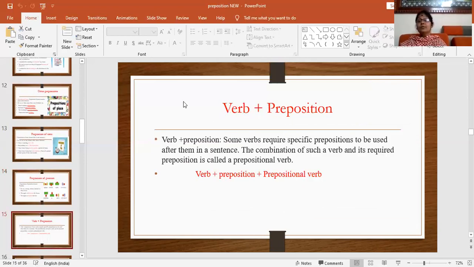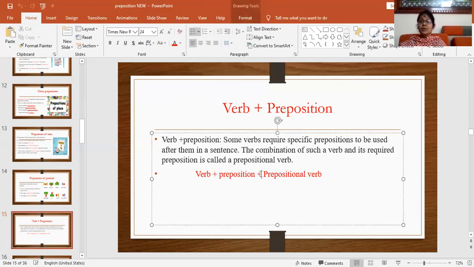Next, what we are going to learn more over here is that we also form new words by joining verb plus preposition. And when we use verb plus preposition, it is known as a prepositional verb, right? This is equal to, right? So verb plus preposition is equal to prepositional verb.